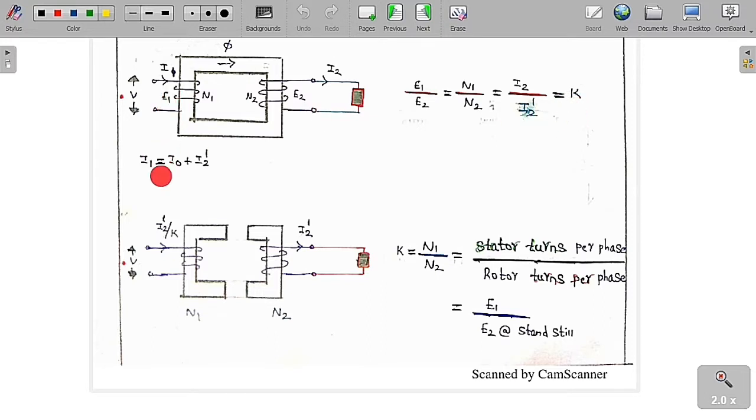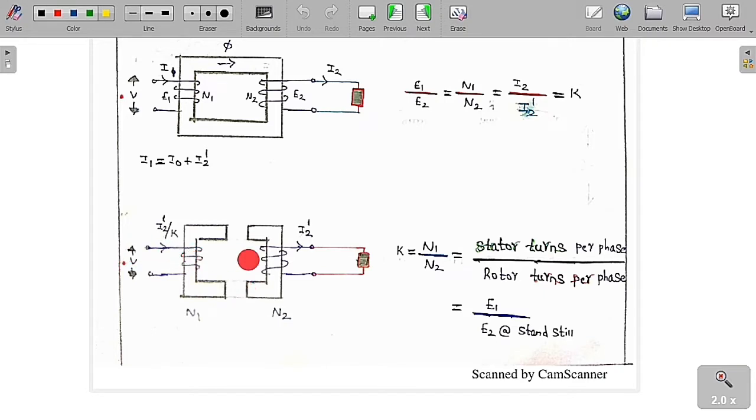So what is the value of the net current? I1 is equal to the no load current plus I2 dash. It is a vector sum of the no load current plus I2 dash. Then we get the net current I1. Because what happens if there is some air gap, suppose I cut the core of the transformer here and also here, then what changes are we going to see here?